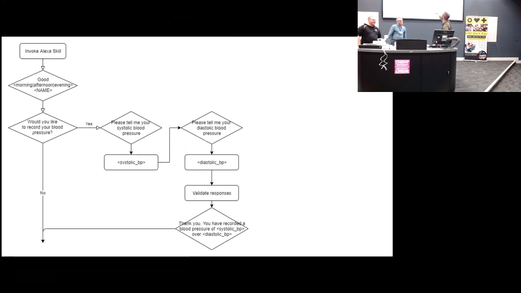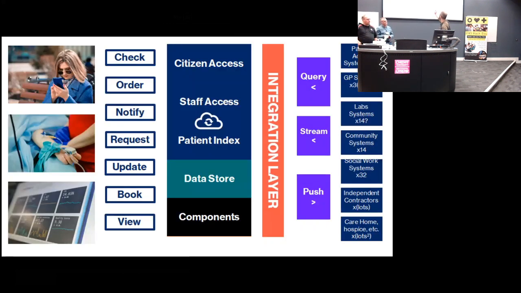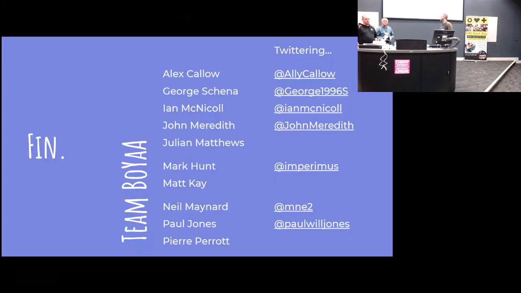So this is the flowchart that we worked through to basically ask these questions: store, systolic, diastolic. We've got a couple of other things in there, peak flow and a variety of different things. Yeah, well, you've seen that bit. Done. And it worked.